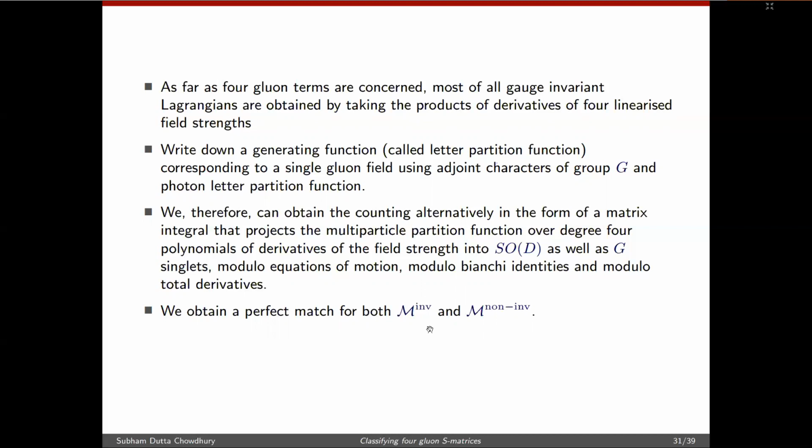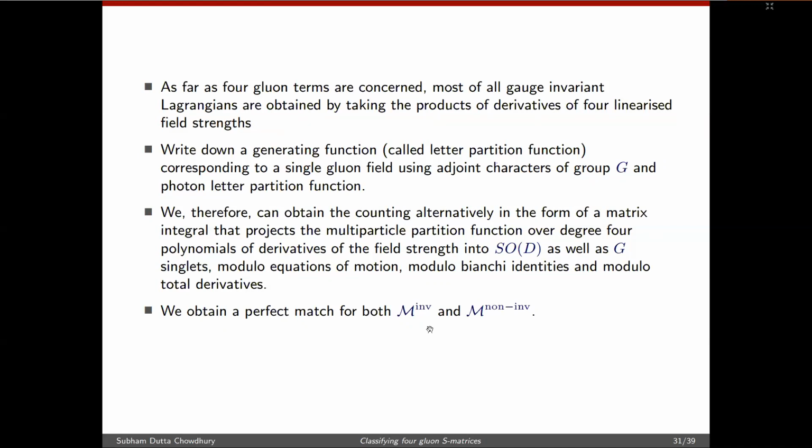You can think of constructing gauge invariant, Lorentz invariant, local Lagrangians built out of four gluon field strength tensors, right? And this is well known, well studied. Basically something which is called a letter partition function. You consider a multi-particle letter partition function of gluons and then perform an integral, taking into account the singlet condition for G, equations of motion, Bianchi identities, as well as total derivatives. This all can be done in a linearized fashion. And you get a different way of constructing the same ZS matrix. But now you know what local Lagrangians they correspond to.